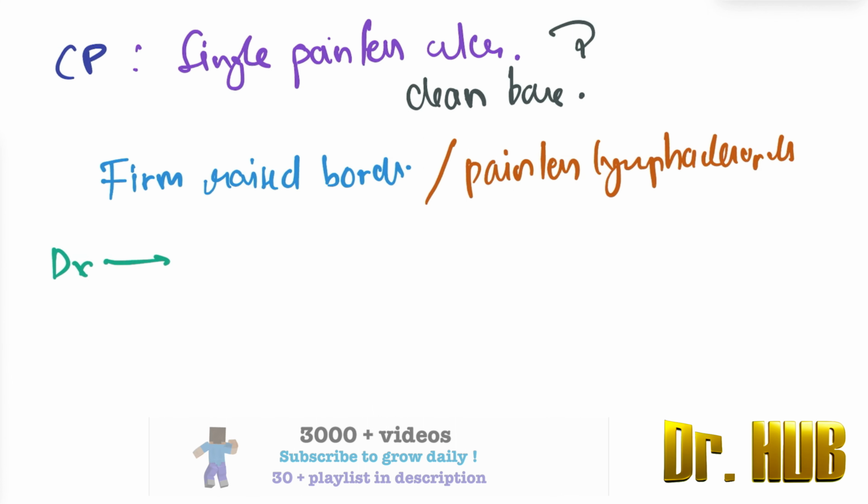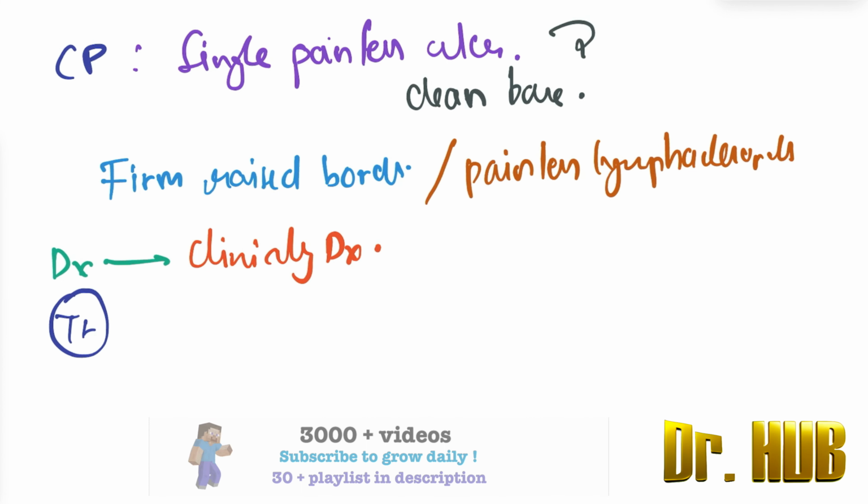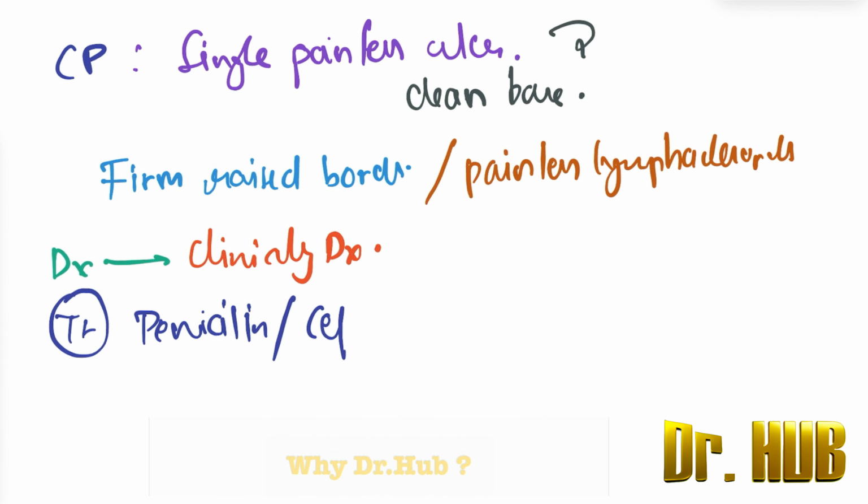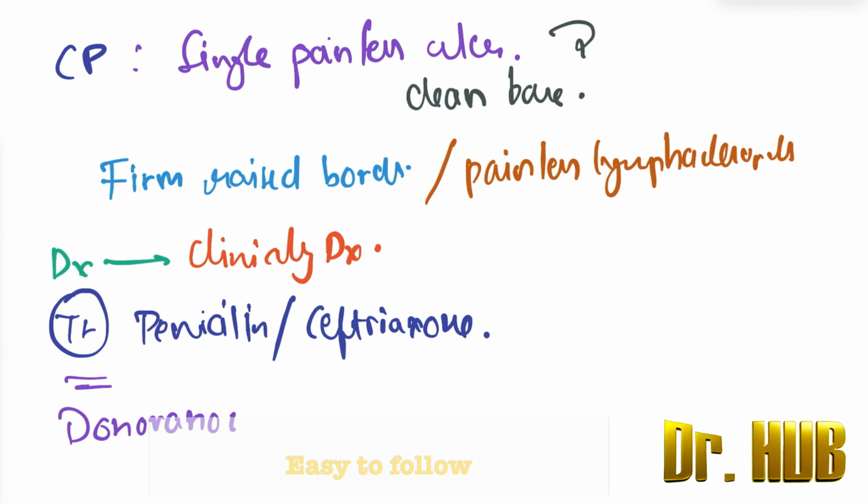So how do you diagnose this condition? It is clinically diagnosed. So how do you treat the syphilitic chancre? It is treated by the administration of penicillin, as well as ceftriaxone. Next we move on to donovanosis.